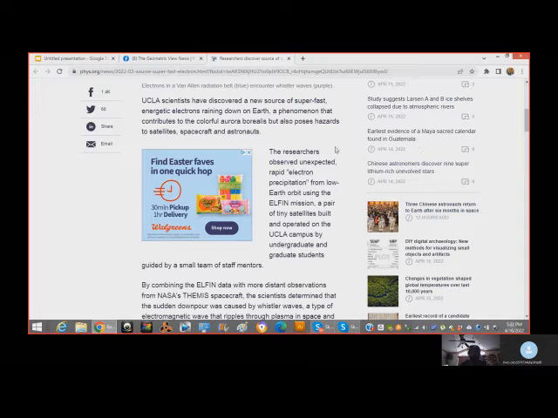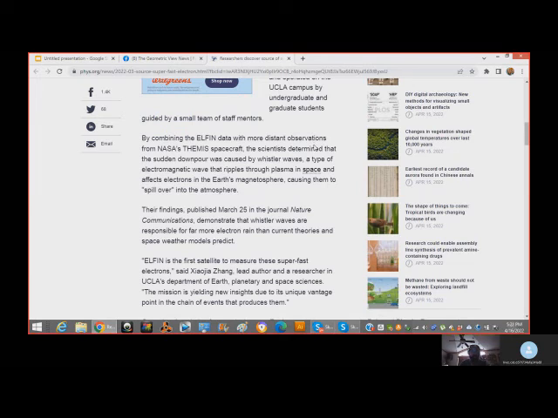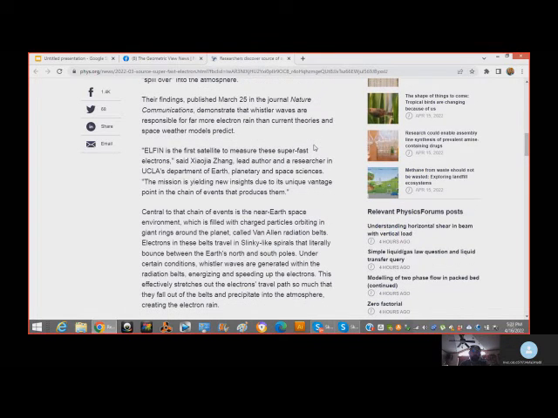By combining the ALPHA data with more distant observations from NASA's Themis spacecraft, the scientists determined that the sudden downpour was caused by Whistler waves, a type of electromagnetic wave that ripples through plasma in space and affects electrons in the Earth's magnetosphere, causing them to spill over into the atmosphere. Their findings, published March 25th in the journal Nature Communications, demonstrate that Whistler waves are responsible for far more electron rain than current theories and space weather models predict.